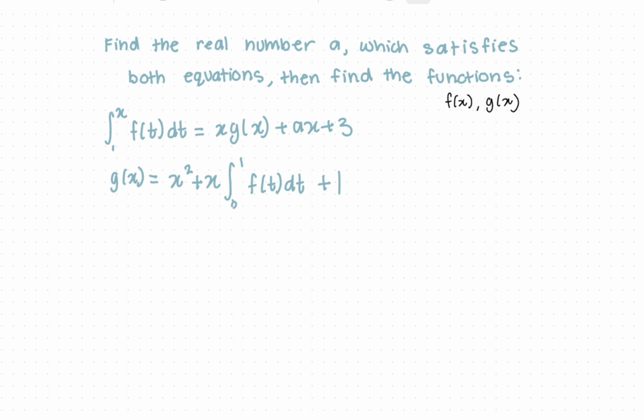The first equation is the integration from 1 to x of f of t dt is equal to x times g of x plus ax plus 3. And the second equation is g of x is equal to x squared plus x times the integration from 0 to 1 of f of t dt plus 1.